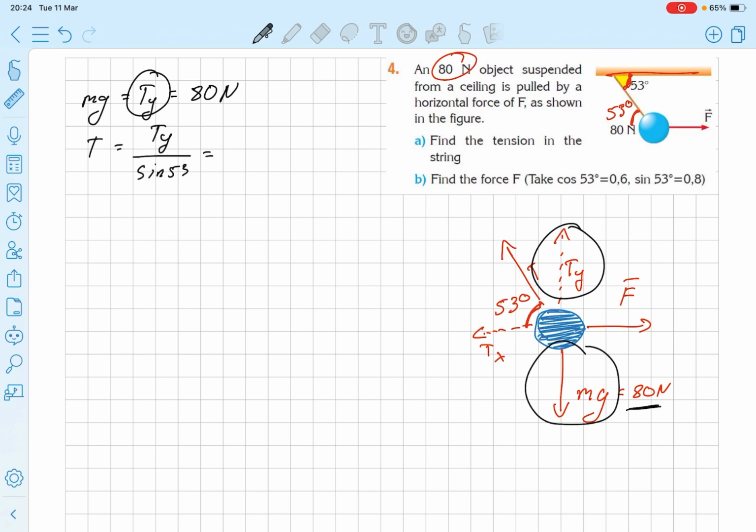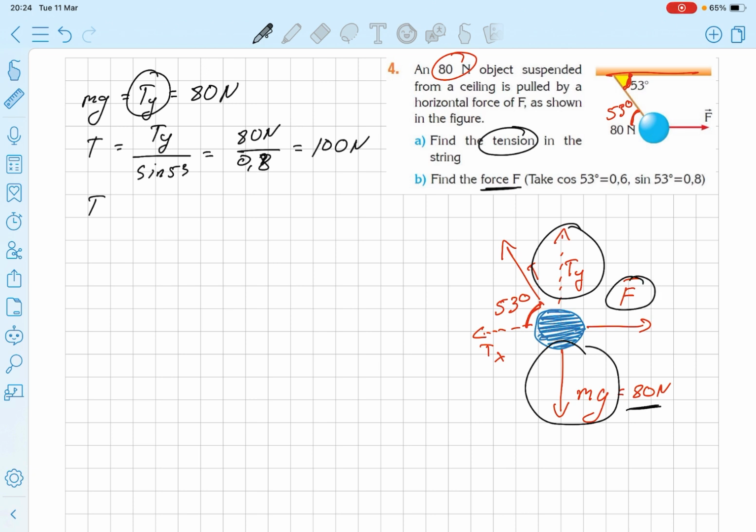So it is equal to 80 newtons over 0.8, which is equal to 100 newtons. So tension is 100 newtons. Now look, we defined the tension, we solved the first question. Next is the force. We have to define the force.